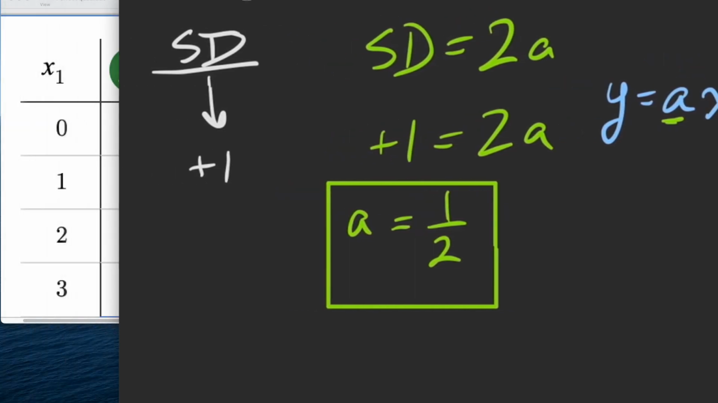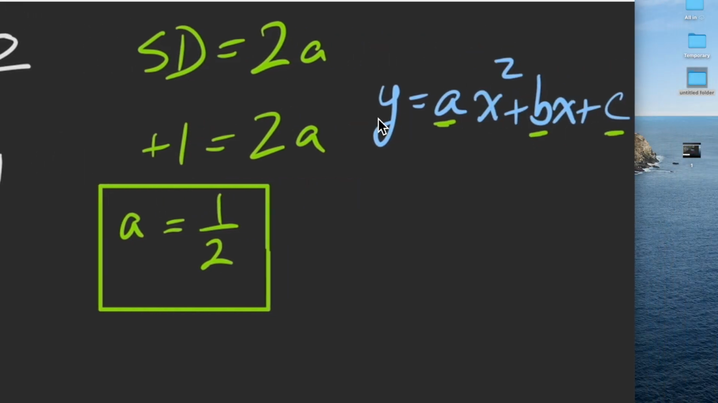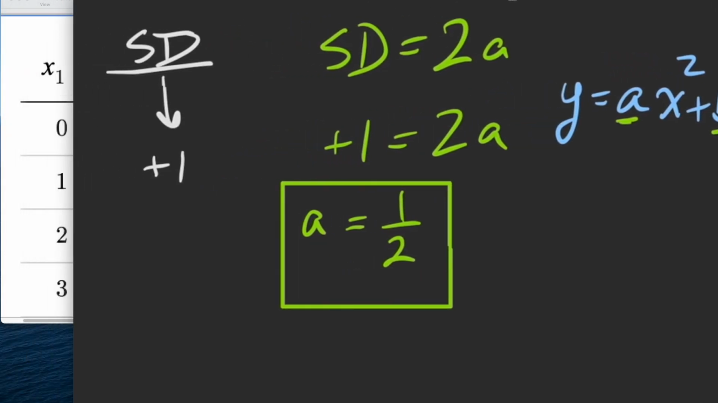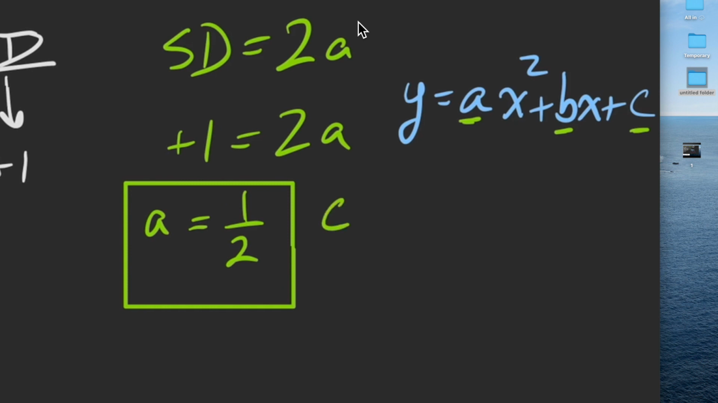Now, the fact that we have the y value associated with 0 is very helpful because we now know that our c value is 5. If you look at the standard equation and you set x equal to 0, that's your y-intercept. So we've done that here in the table. They gave us the fact that the y value associated with x equals 0 is 5. So now we know our c value equals 5.